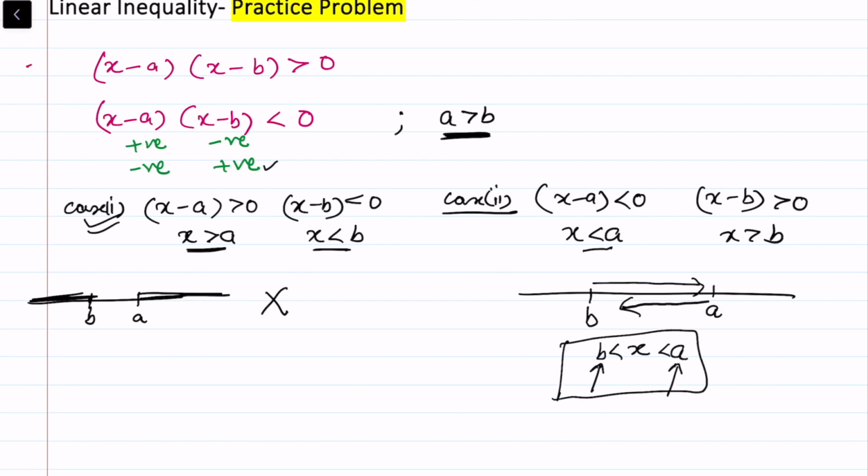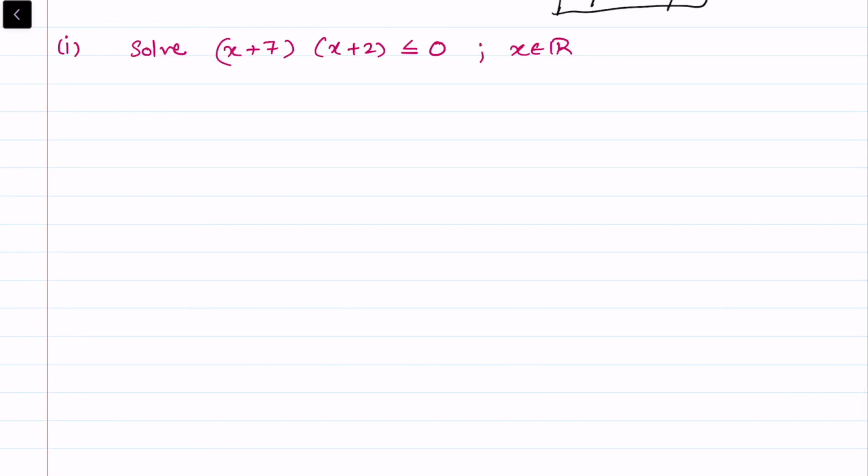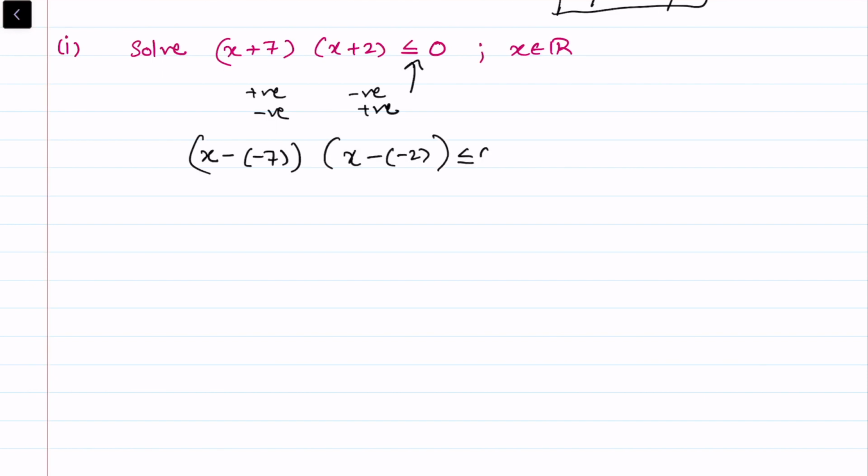So now we can use this as a formula to solve this type of problem when we have less than. So let us take this example, x plus 7 times x plus 2 less than or equal to 0. Notice here it is less than. So one factor is either plus and the second is negative, or this is negative and this is plus. We have just done the formula. Let us identify which is smaller. So it is x minus of minus 7, and here it is x minus of minus 2, less than 0.